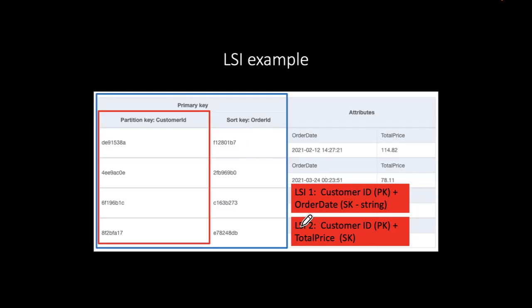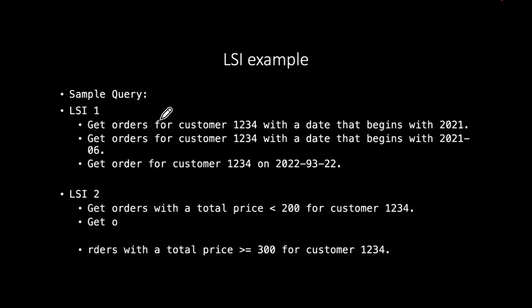Or I could have another local secondary index, which uses the order total value as the sort key. And that's going to allow me to run queries like give me all orders for customer 1234 where the order total value is greater than 200. And I get the matching items. And on this slide, I'm repeating the points. These are all the different types of queries that I can now run against this customer orders table because I've got these two LSIs.